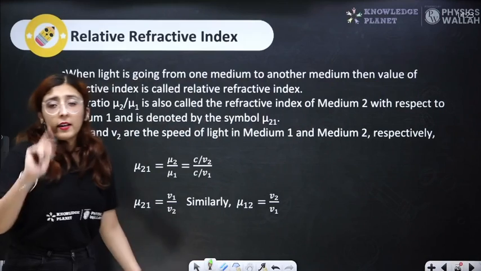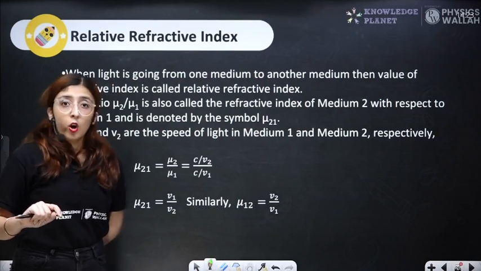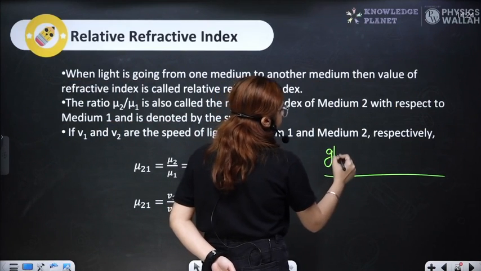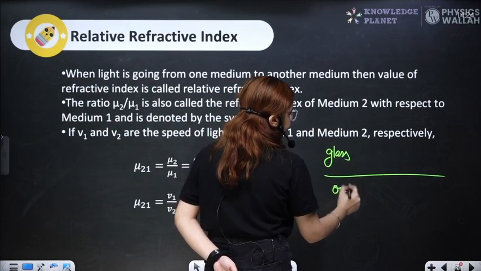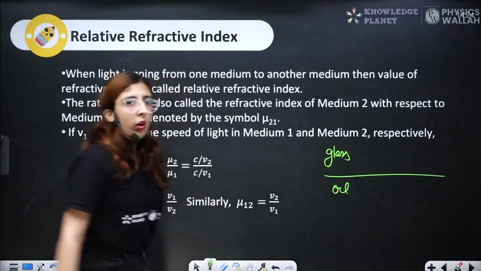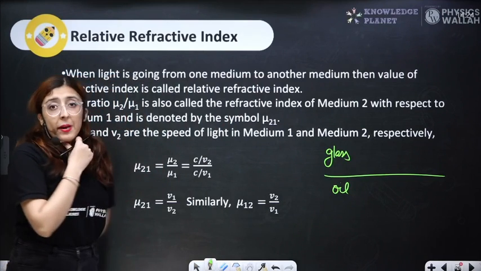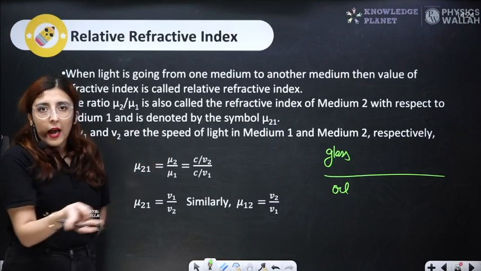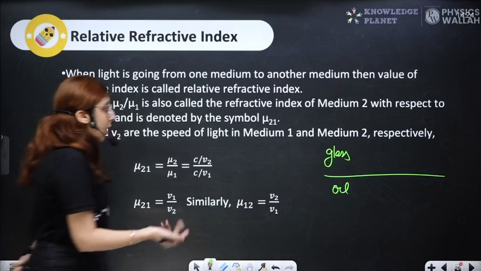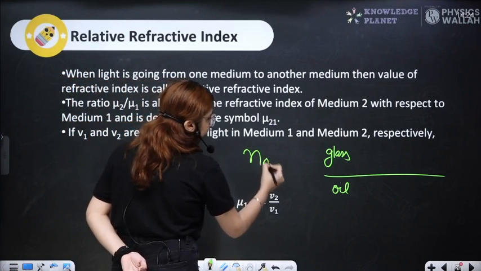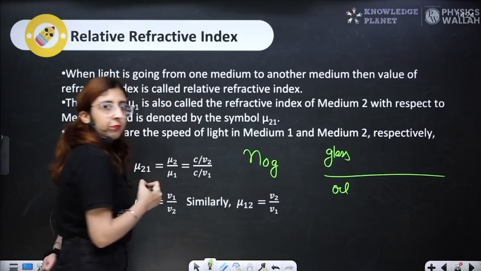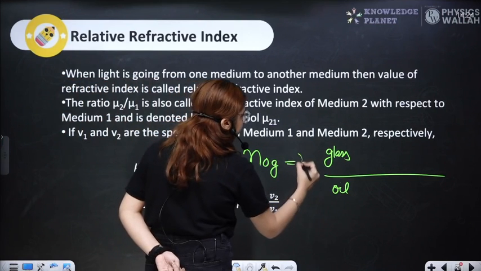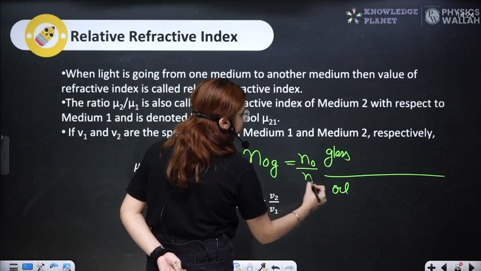In relative refractive index, both the mediums can be different. So let's take up the example of glass and oil. Now tell me the refractive index of oil. Certainly, oil with respect to glass we are going to talk about, right? So, refractive index of oil with respect to glass. How will you write it? Yes, oil is important. Refractive index of oil by refractive index of glass.